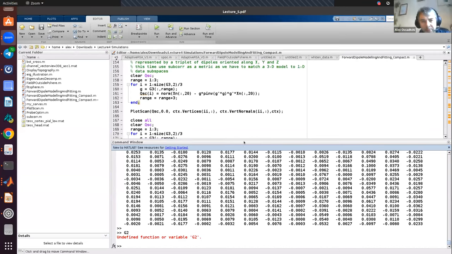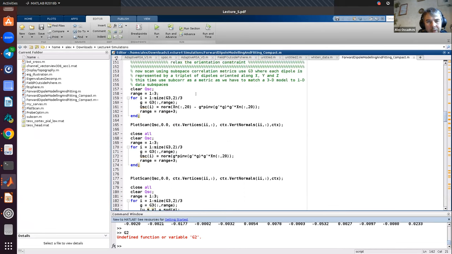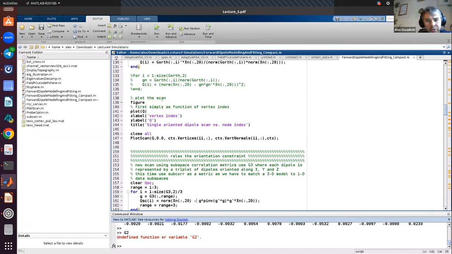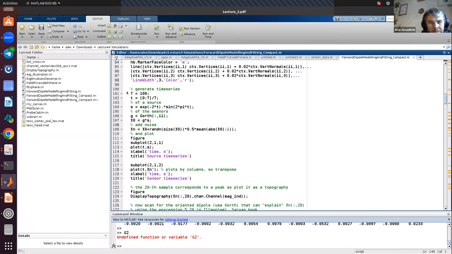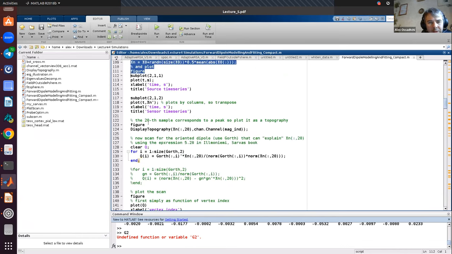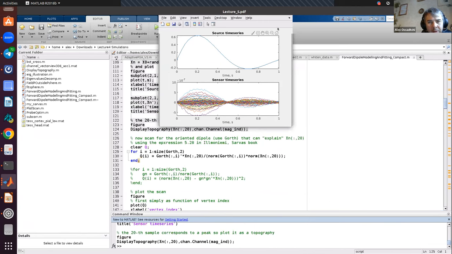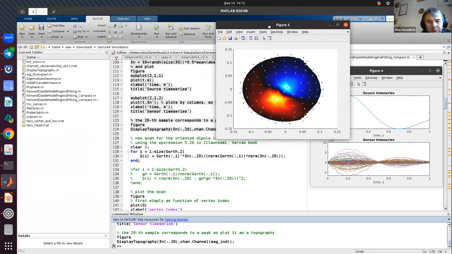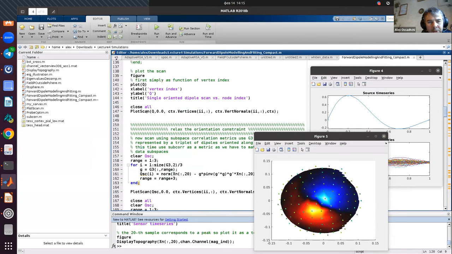Okay, the script, right? So again, let us try to do a very similar thing as I described. This is just computing the difference, and this is computing the norm of this projection. I will explain it step by step. First, let's generate the data. Let's display the topography. And that's our simple scan, which we already did. Not very interesting.